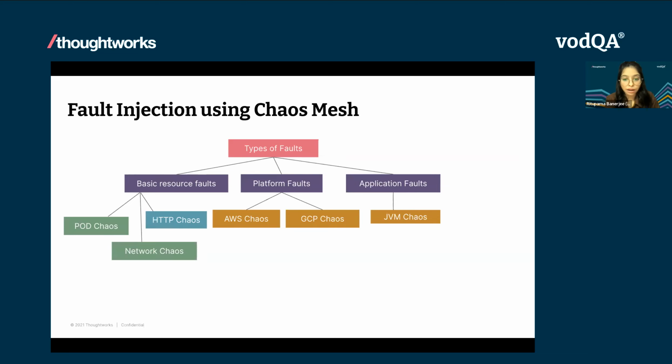Coming to platform fault support, currently Kiosk Mesh supports AWS chaos and GCP chaos. So if you want to administer any platform node reset or stuff like that, it is good to help you. We also have support for application faults, which includes JVM chaos. If you want to try a scenario where there is a delay in the function call response, it is good to help you with that as well.